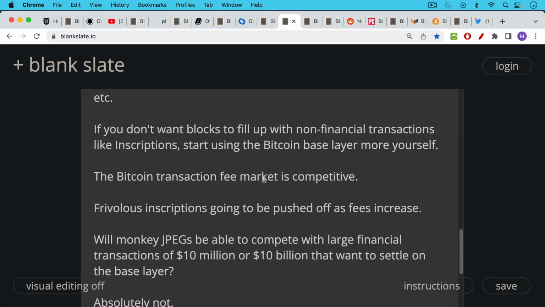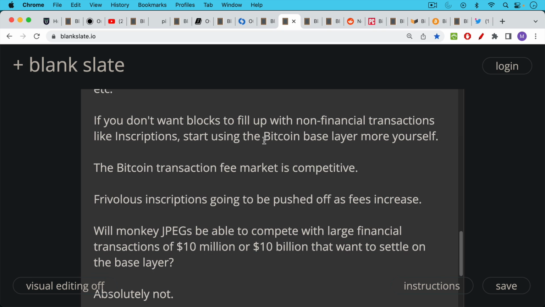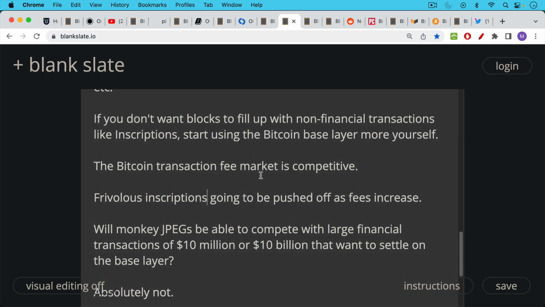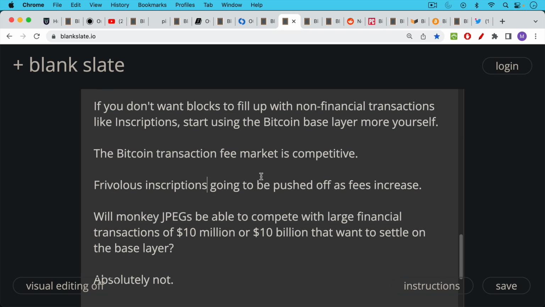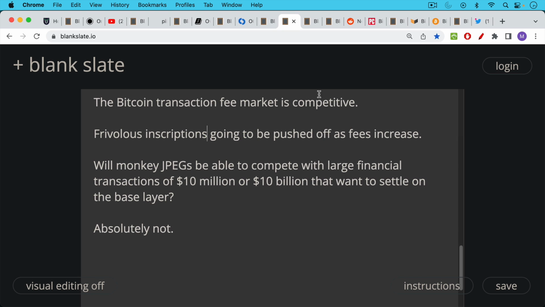They may be a large percentage of each block now because there's a certain novelty. This novelty will wear off, and when you're no longer paying just a few sats per vbyte, people are not going to want to deal with high fees. You have to ask yourself, will monkey JPEGs be able to compete with large financial transactions of 10 million or 10 billion that want to settle on the base layer and are willing to pay up in order to do that? Absolutely not. This is a use case that will be marginal at best and will disappear after the initial novelty wears off.